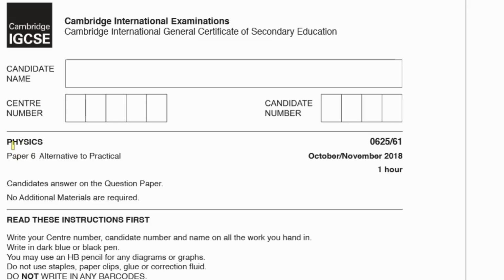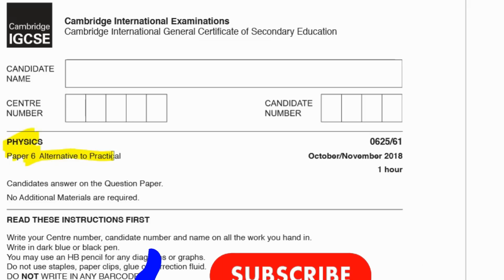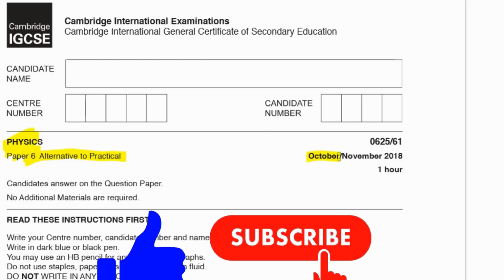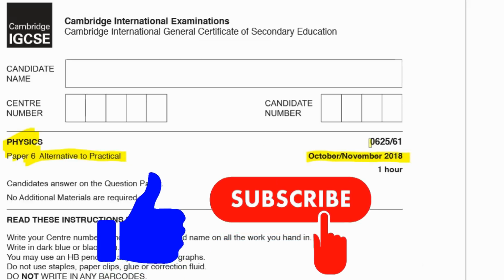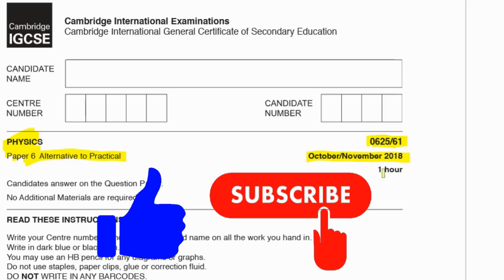Alright, so the paper I'm going to run through today is Physics. This is paper 6, Alternative to the Practical, for October-November 2018. And this is variant 6.1, so it's code 062561. And this, of course, is the Cambridge International Examinations Board, which is for the Cambridge IGCSE.